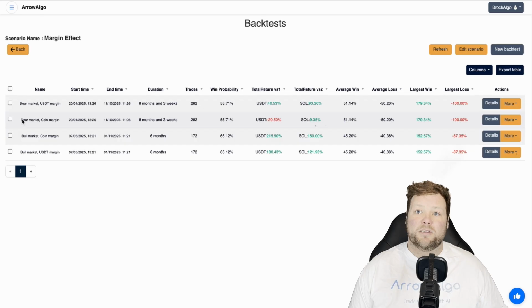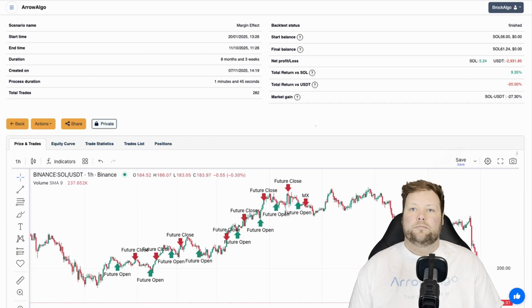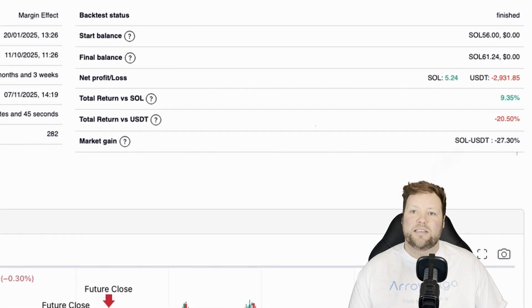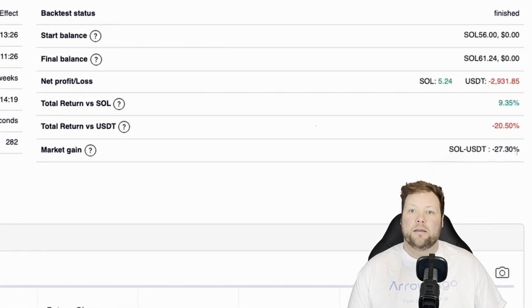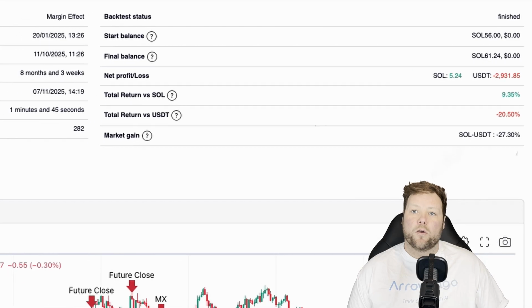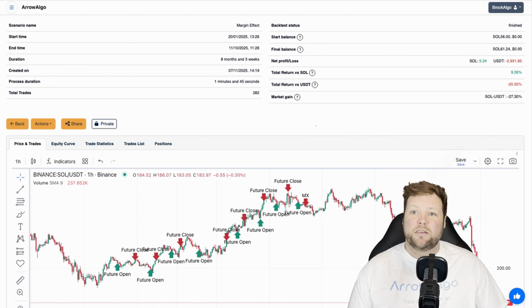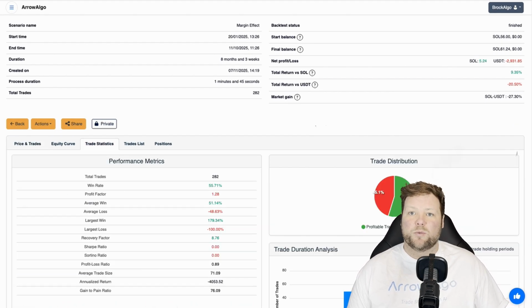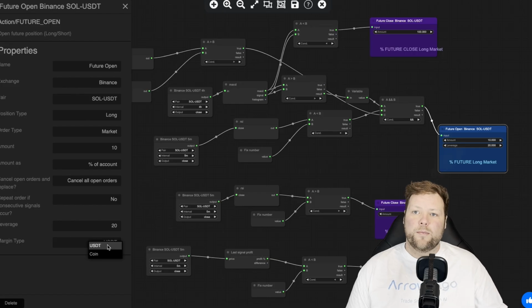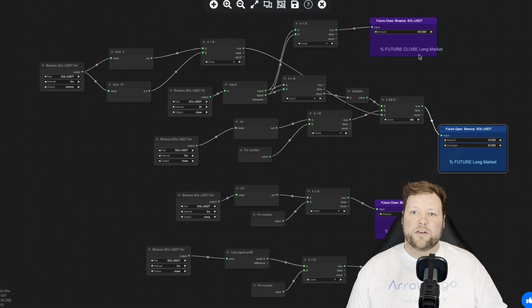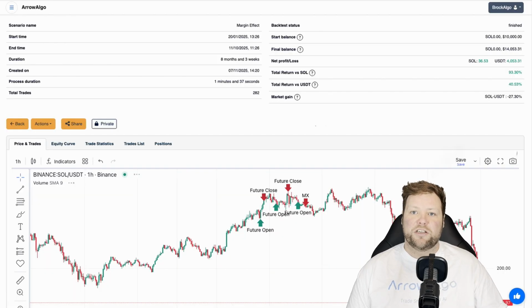Now let's see what happens in a very different environment. If I take this 8-month window, where Solana fell roughly 27% from a major high, and rerun the same strategy, the picture's reversed. On the coin margin, the strategy still trades, it finds some nice profitable moves. It's actually 9% better than if we just held on to Solana, but it's still a net loss in dollar terms.